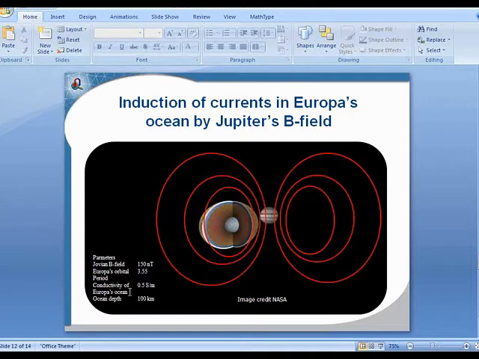in the magnetic field believed to be due to induced currents in Europa's ocean, and this is one of the reasons that it's believed that Europa does have a liquid water ocean underneath the ice surface here. The ocean depth is roughly 100 kilometers, so we can perform this simulation also in QuickField.